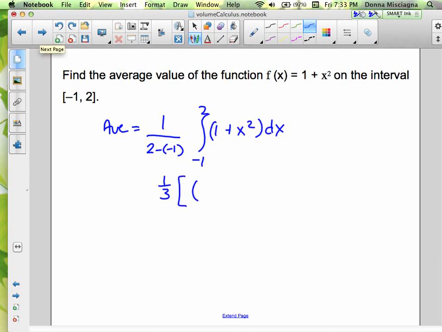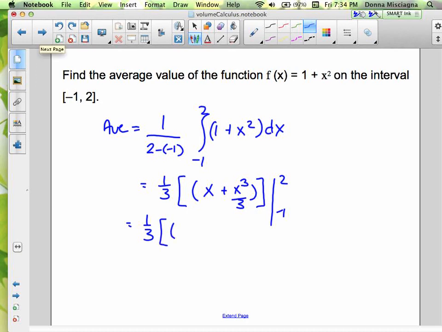So we have 1 is going to become x using a power rule. X squared becomes x cubed divided by 3. And we're going to evaluate that from -1 to 2. So we have to plug in the 2 and then plug in the -1 and subtract.